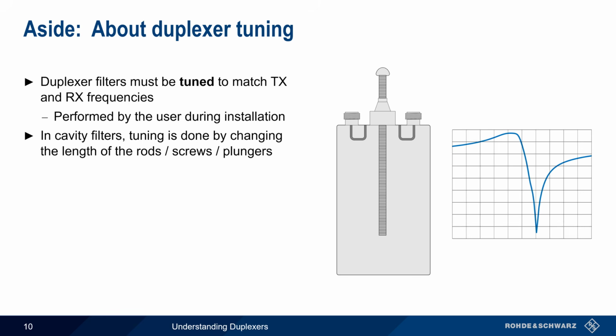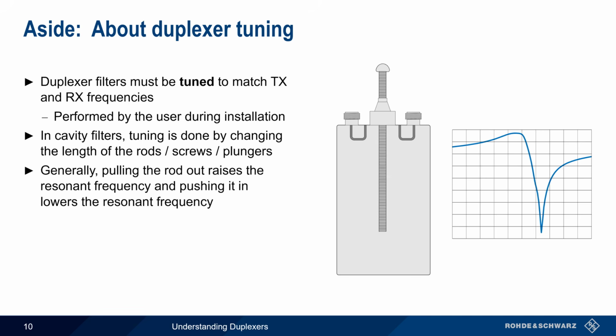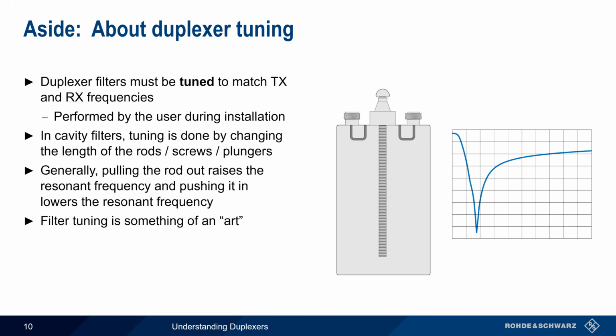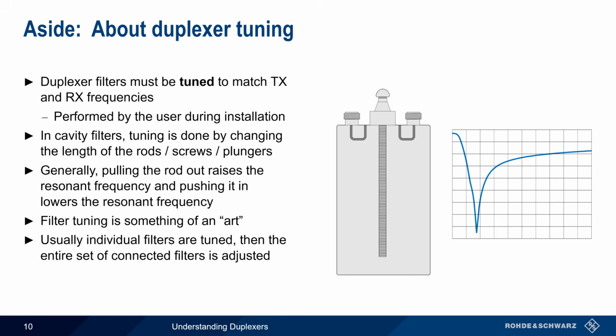Let's look at a notch or band reject filter. Generally speaking, pulling the rod out of the cavity will raise the resonant frequency of the cavity, and pushing the rod in will lower the resonant frequency. Filter tuning is a complex topic and is often described as more of an art than a science, so we won't be covering filter tuning in detail in this presentation. But in most cases, the cavity filters used in duplexers are tuned individually, and then additional fine-tuning is performed once the filters are connected in series.